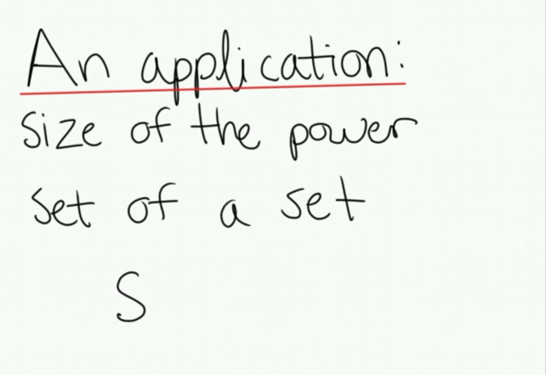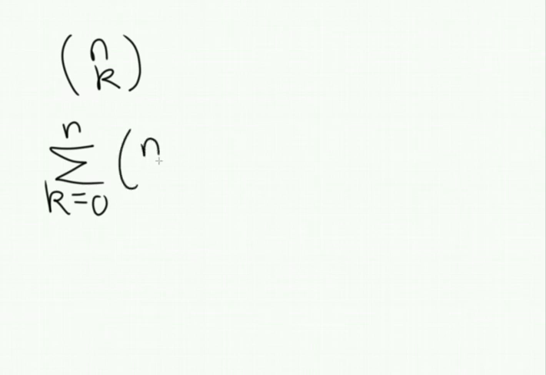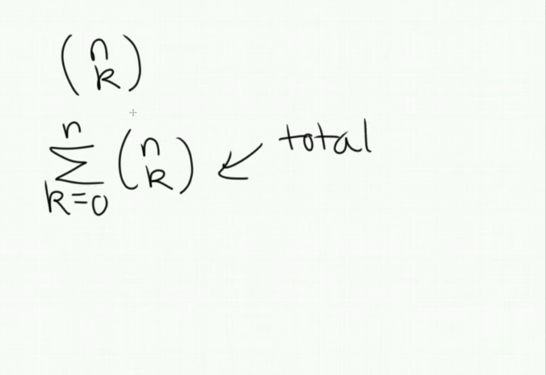If we want to find the size of the power set of a set S, we could actually use the binomial theorem to find this number. We have that n choose k is the number of subsets with k elements of S. And then we would have that the sum from k equals 0 to n of n choose k is the total number of subsets of a set with n elements.